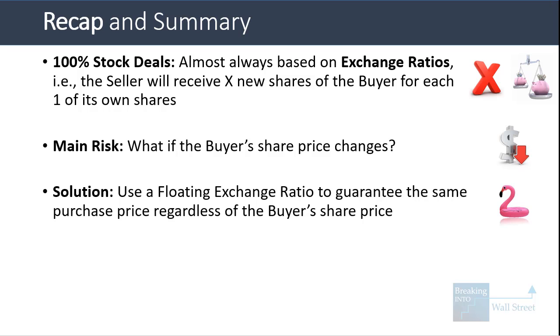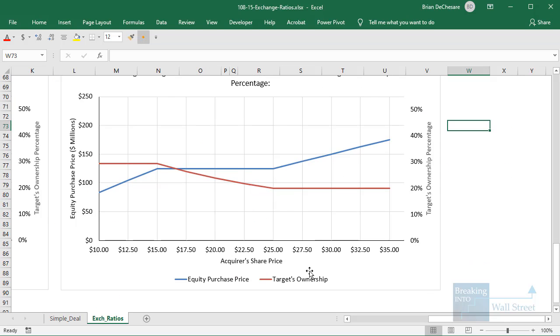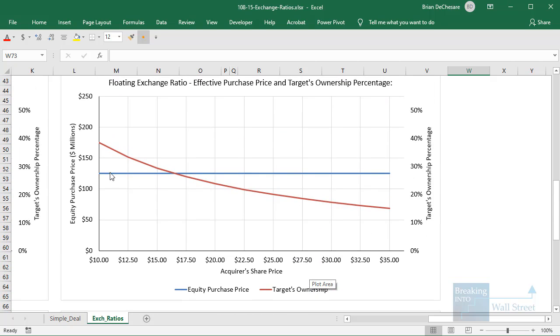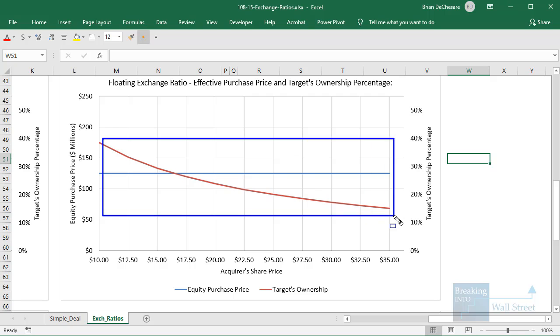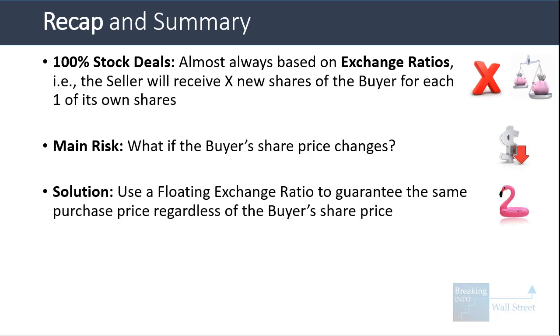One solution is to use a floating exchange ratio to guarantee the same purchase price regardless of the buyer's share price. And you saw how that worked here, where with a floating exchange ratio, the target always gets the same price, but its ownership changes based on the acquirer's share price changing. Of course, both sides often don't like this because the buyer doesn't want changing ownership and the seller doesn't necessarily want much lower ownership if the buyer's share price goes up.